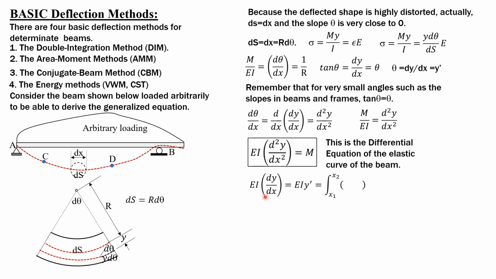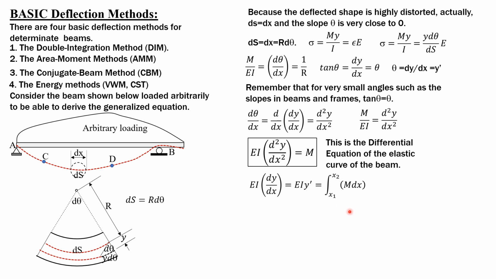Integrating once, we have EI dy/dx equals EI y prime equals the integral of M dx. After we integrate this expression, we have EI dy/dx, which is EI y prime, equals the integral from x1 to x2. So any point, it may be from C to D. X sub 1 would be the distance from A to C, then X sub 2 will be A to D.